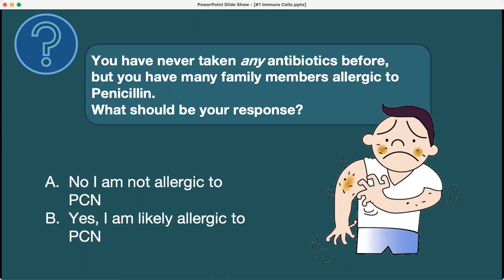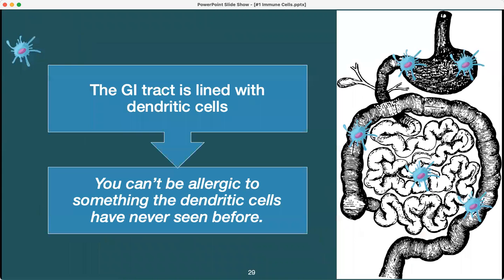So what should be your response? Are you allergic to penicillin or not? Should you say, no, I'm not allergic to penicillin, or yes, I'm likely to be allergic to penicillin because all my family members are allergic? The answer is no, because you can't be allergic to something your immune system has never seen before. So this is not a genetic situation.